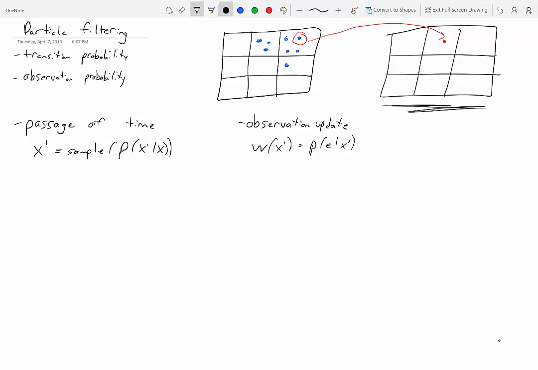But now we do one last step. What we actually do now is we resample the particles according to their weight. And this is going to be exactly or very similar to likelihood weighting, which we did before.